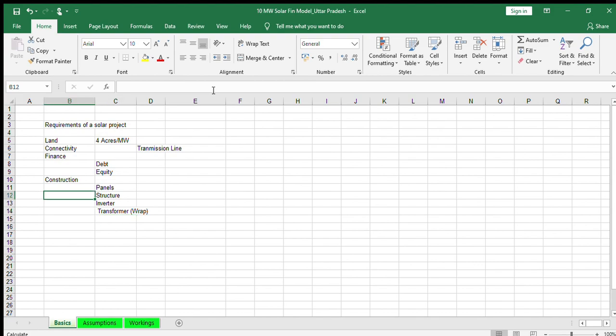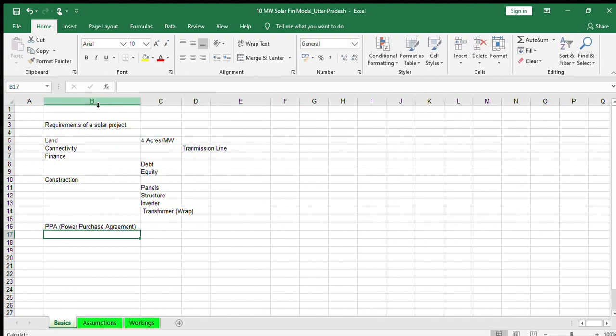You have got the land, connectivity, finance, and construction. Now you need a PPA, which is a power purchase agreement. With whom are you signing this PPA? It could be with any government utility, or it can be a private corporate PPA. When it comes to the PPA, the most important thing is the duration of the PPA. You have to put it in your model. It can be 25 years, 15 years, 10 years, whatever. That all depends on the deal. So this goes to your duration.